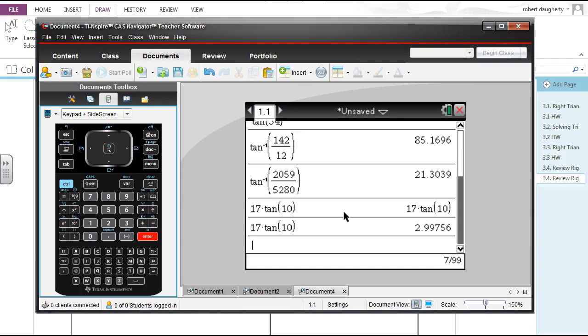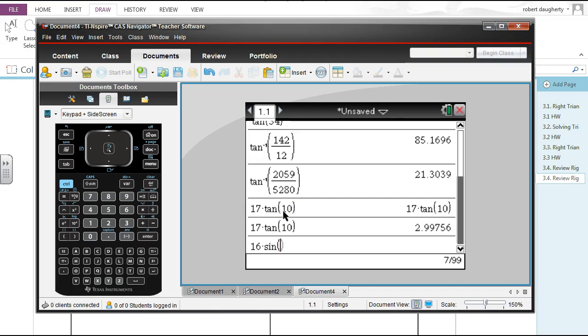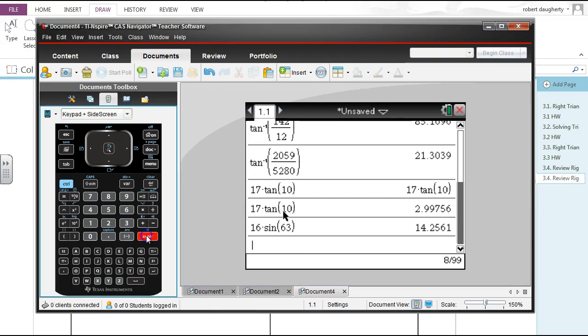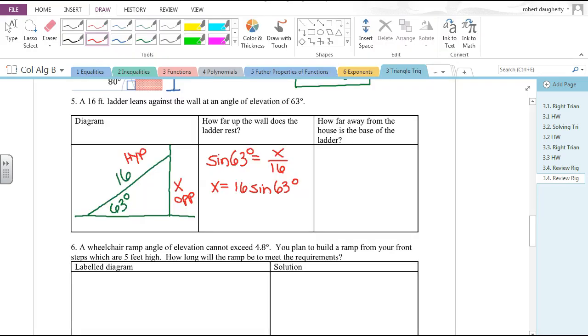So on my calculator, 16 times the sine of 63, 14.26. So 14.26 feet. That's how far up the wall the ladder rests. How far away from the house is the base of the ladder? Okay, now I'm solving for this distance here. If I look at the angle that I know, 63 degrees, this is the adjacent side.